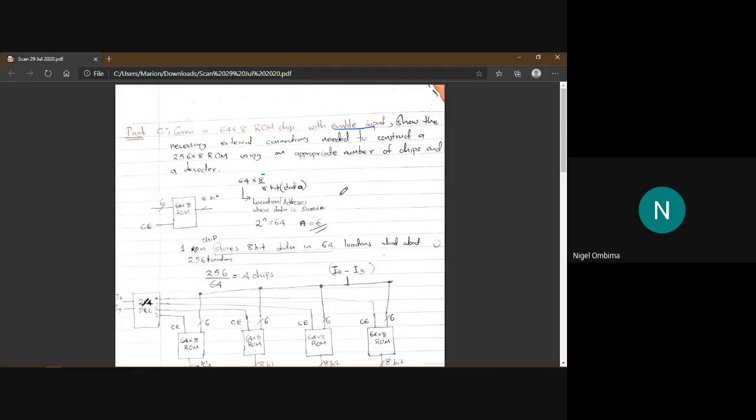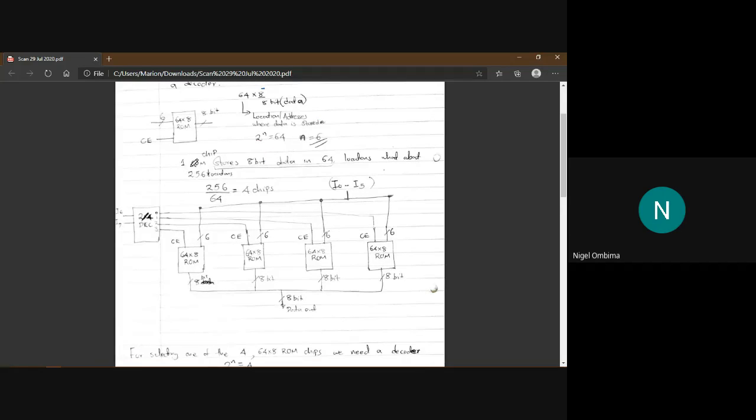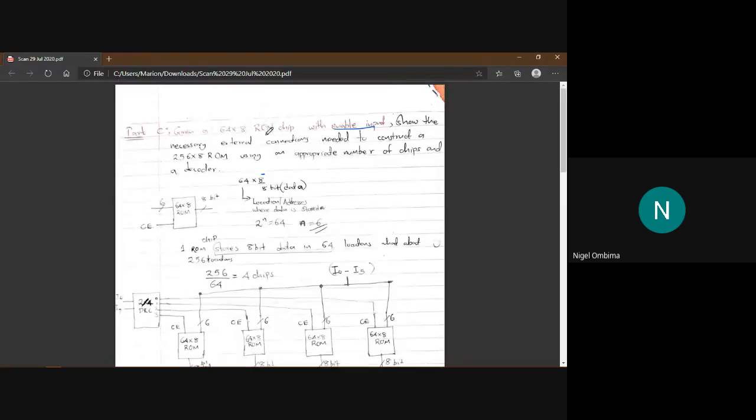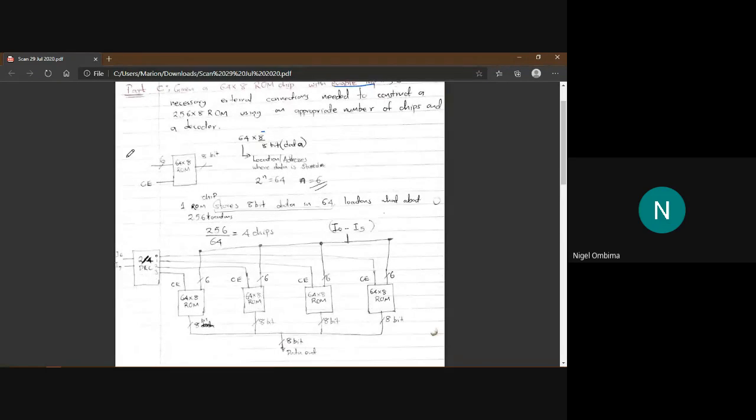Okay, so moving on, showing the necessary external connections needed to construct a 256 by 8 ROM. Now, a 64 by 8 ROM chip stores 8-bit data in 64 locations. What about here yenye tumepewa 256 by 8 ROM, where it stores 8-bit data into 256 locations. So in order to get the number of chips, you divide 256 by 64, unapata 4. So this gives the number of chips. So we're supposed to use 4 ROM chips.